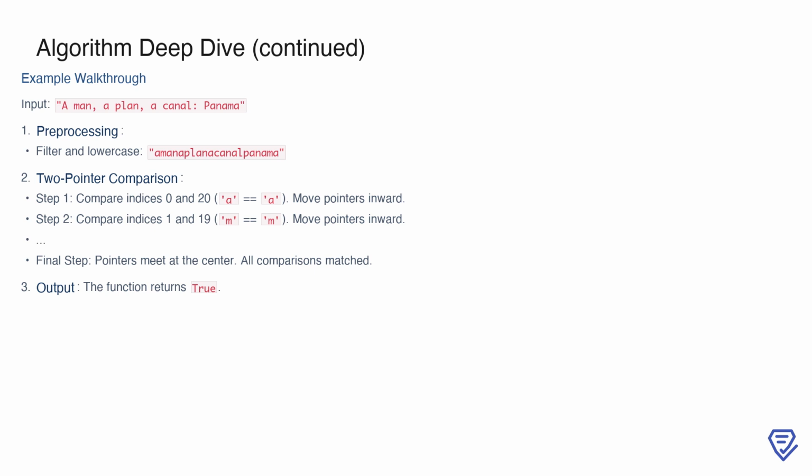Initially, indices 0 and 20 are compared, both are a, so the pointers move inward. Then indices 1 and 19 are compared, which are both m, so again the pointers move inward. This process repeats until the pointers meet at the center, with all comparisons matching. Since no mismatches were found, the function returns true, indicating that the input is indeed a valid palindrome.